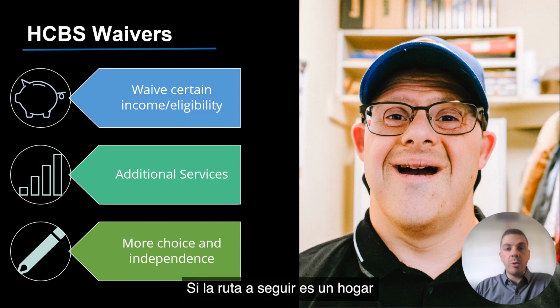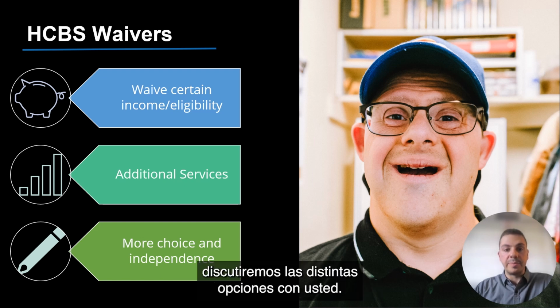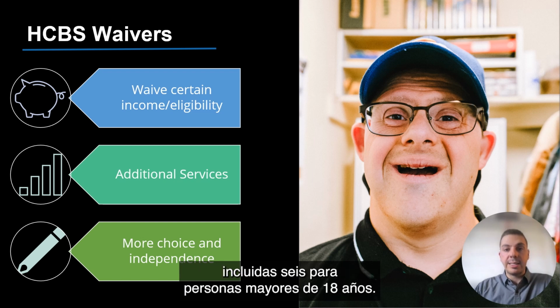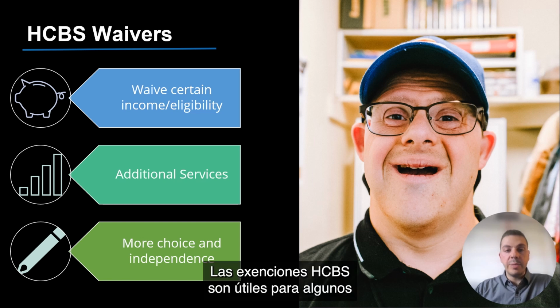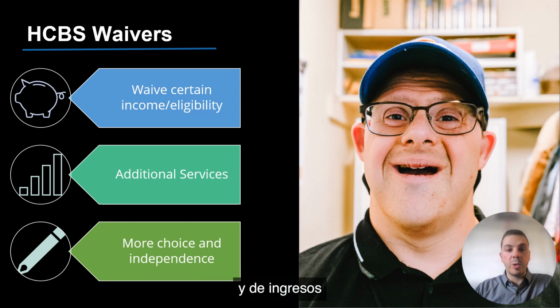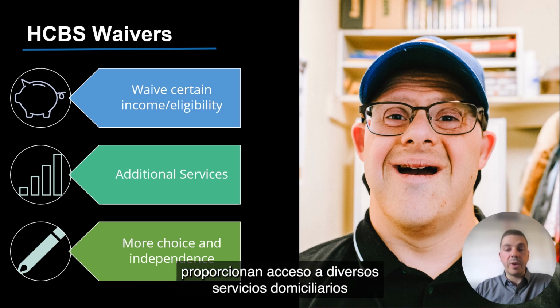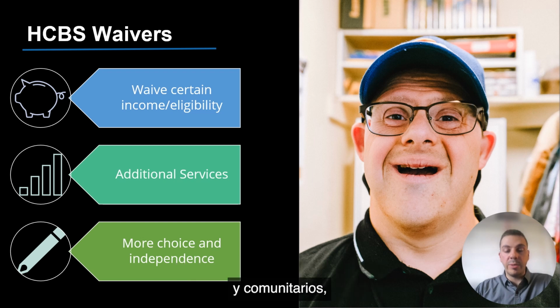If the route forward is a Home and Community-Based Services or HCBS Medicaid waiver, we'll discuss the various options with you. Colorado currently has 10 waivers, including 6 for individuals who are 18 or older. HCBS waivers are helpful to some because they waive certain eligibility and income requirements to allow access to Medicaid state plan benefits, provide access to various home and community-based services, and overall allow folks access to the supports they need while keeping them in the home.